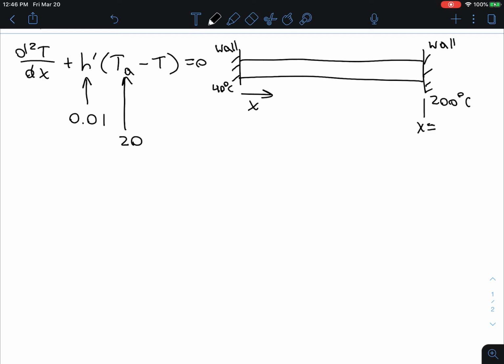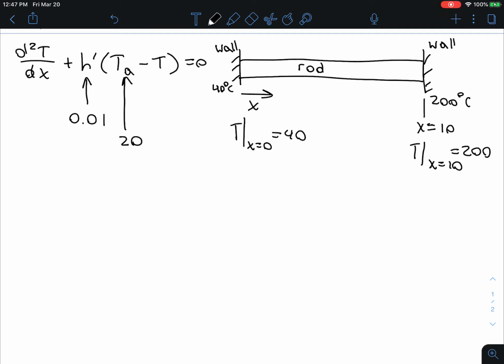And the assumption being made here is that the rod is at the temperature of the wall where it touches the wall. So in other words, T at x equals 0 is going to be 40, and T at x equals 10 is going to be 200. So that gives us two boundary conditions.